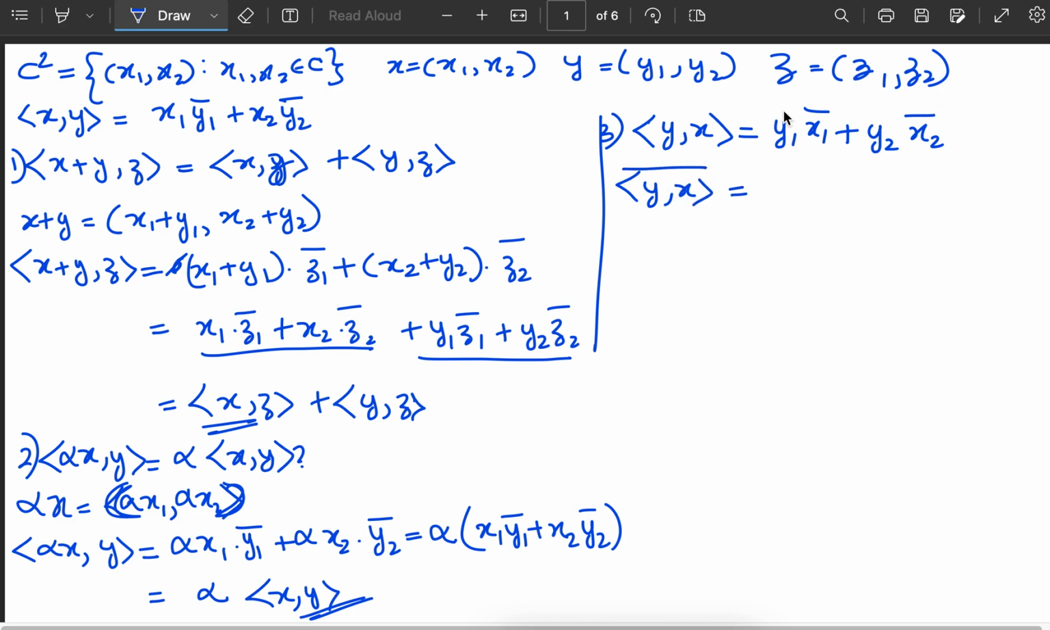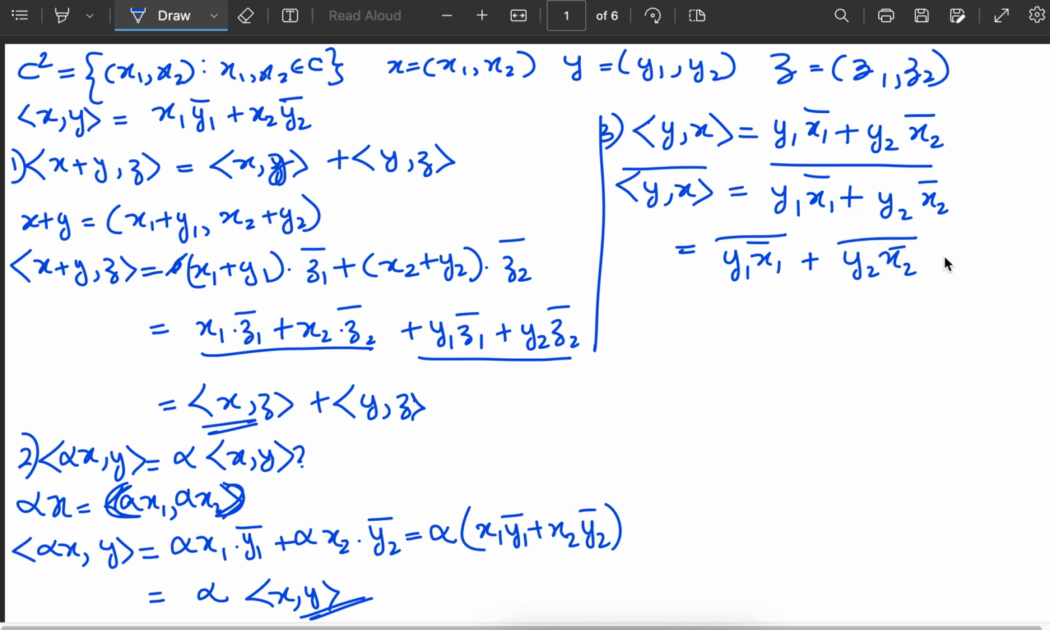It is equal to taking the conjugate of this, and by using the property of conjugate, we can split it across the addition. It is equal to y1 x1 conjugate whole conjugate plus y2 x2 conjugate whole conjugate, or we can write it as y1 conjugate x1 conjugate of conjugate, which is x1, plus y2 conjugate x2 conjugate of conjugate, which is x2. So this is equal to inner product xy itself.